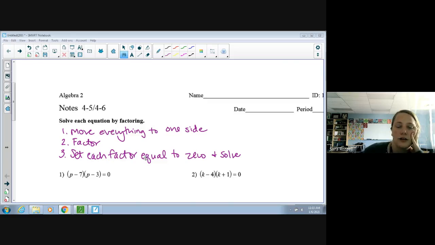I'm just going to say this real quick, just for those people that have to watch this online. We're moving everything to one side when we're solving quadratics by factoring. Then we'll factor. Then we set each factor equal to 0 and solve.